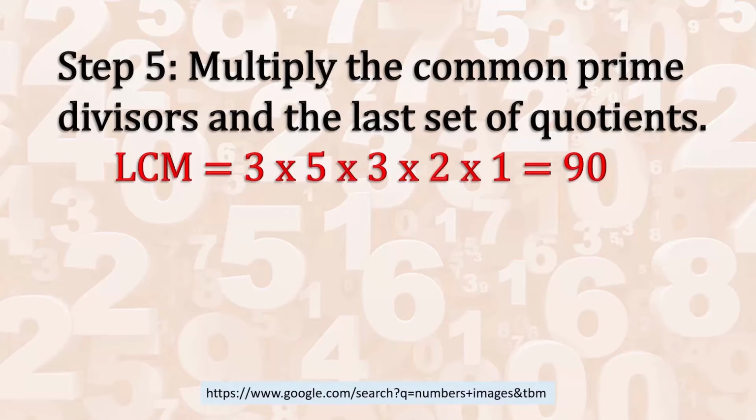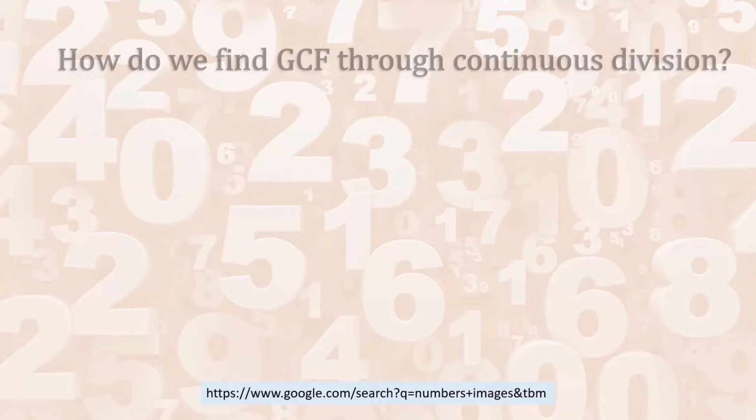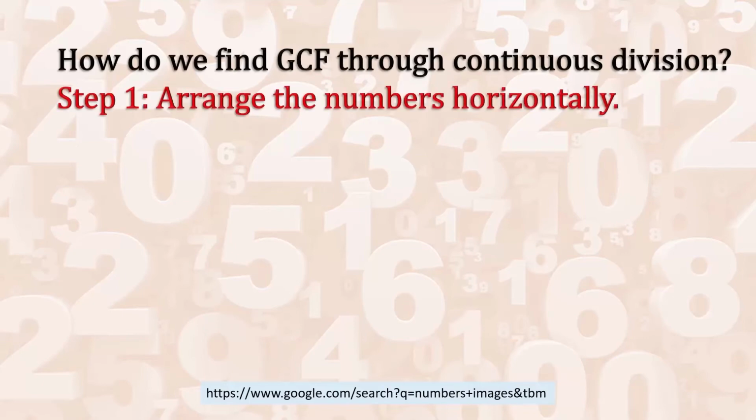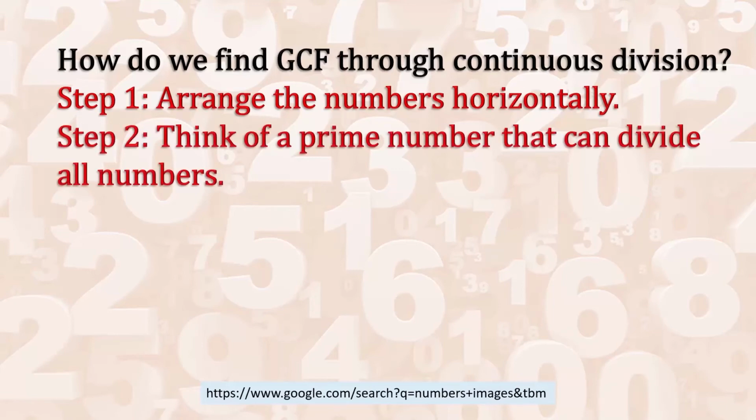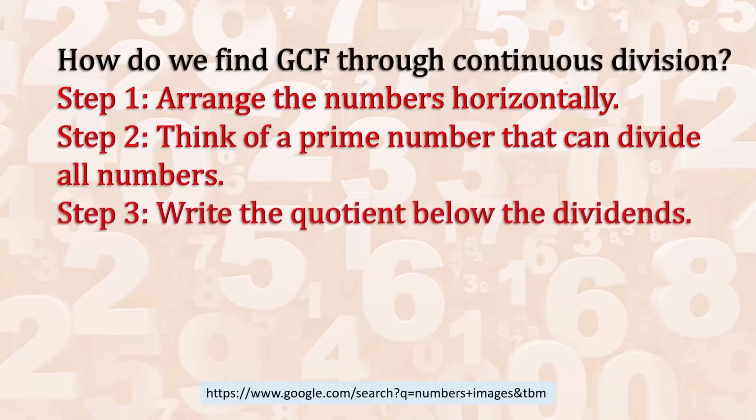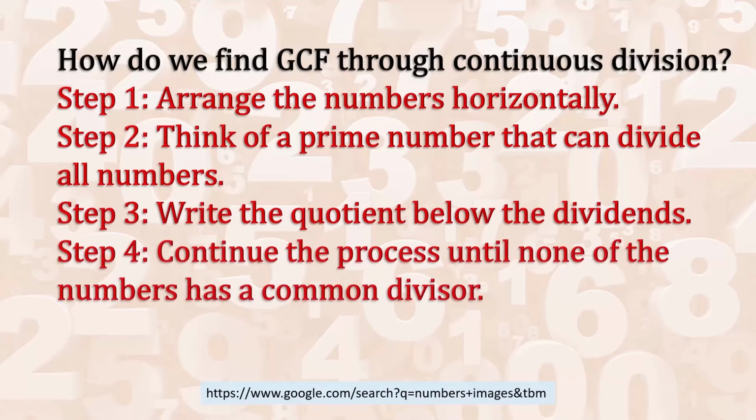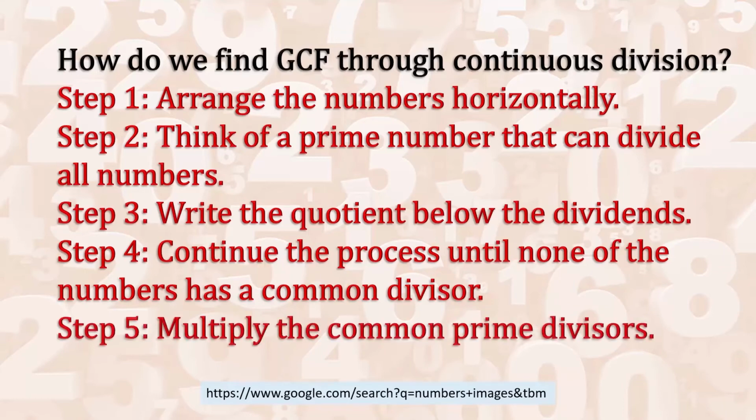Let's sum up the lesson. How we will find the GCF through continuous division. Step 1, arrange the numbers horizontally. Step 2, think of a prime number that can divide both numbers. Step 3, write the quotient below the dividends. Step 4, continue the process until none of the numbers have a common divisor. And step 5, multiply the common prime divisors.